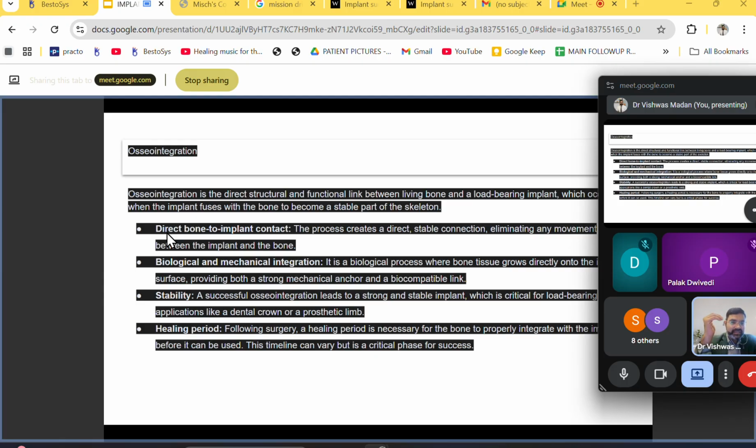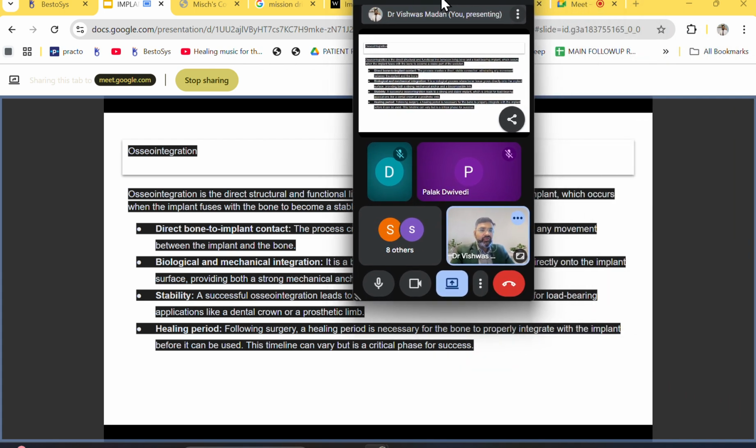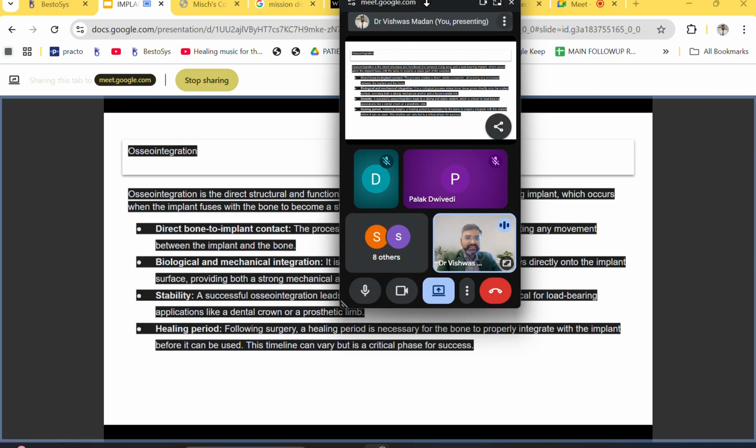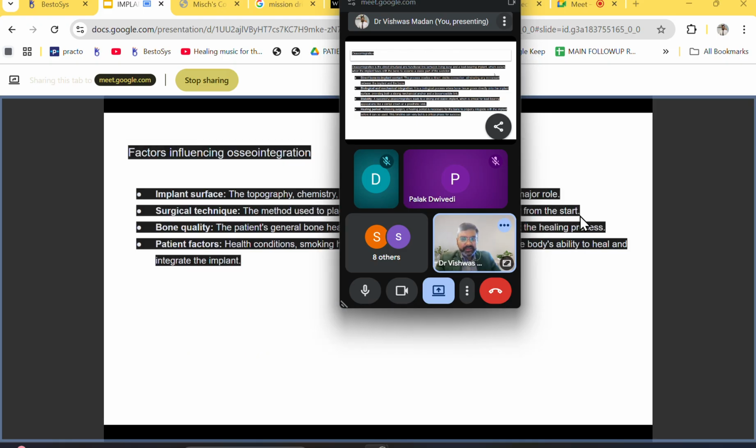There should be some stability. Successful osseointegration only occurs when it is stable, not moving, and has a load bearing capacity. And what it depends on is the healing period. So after the surgery, what kind of healing is occurring inside that physiology is going to determine the quality of osseointegration which will happen.